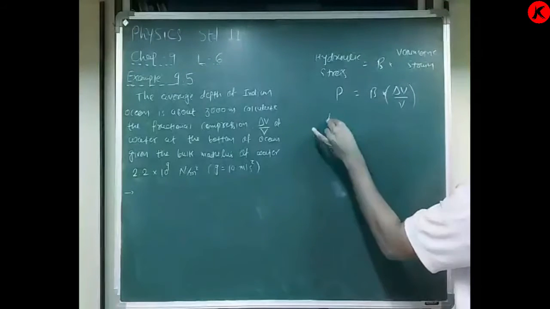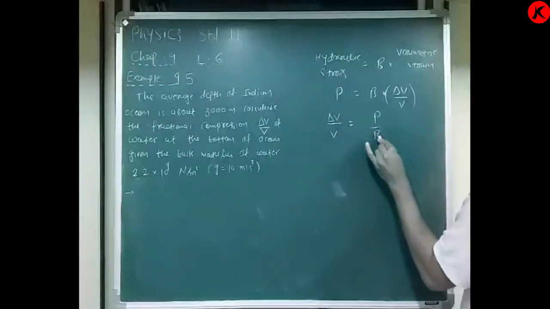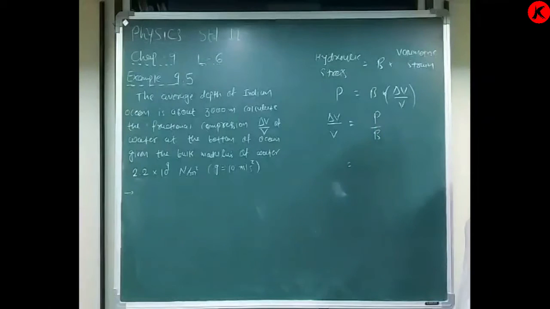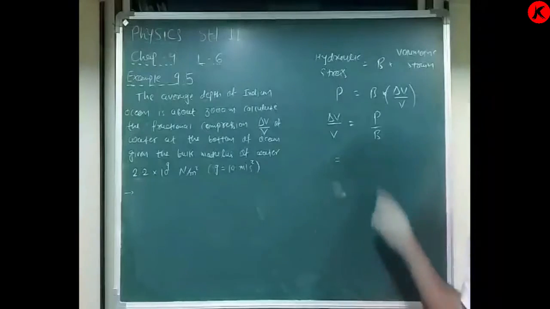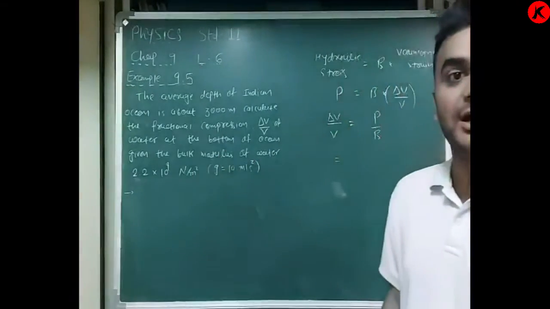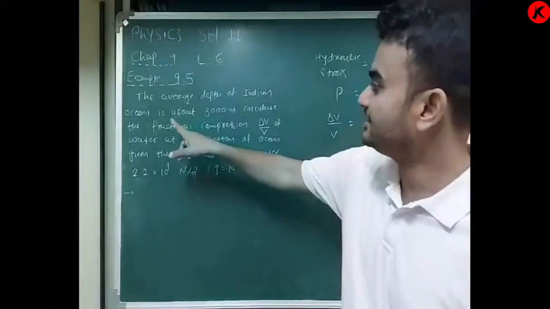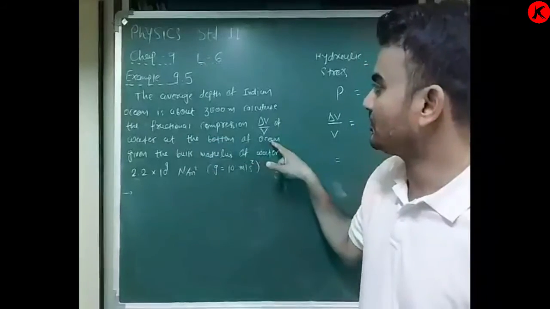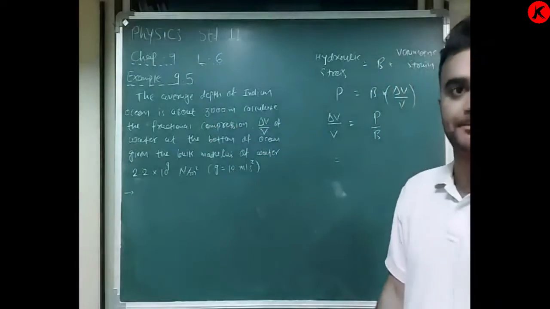So what will be the delta V by V? Delta V by V is equal to P upon B, pressure upon bulk modulus. The bulk modulus of water is given, but what is the pressure? I need to find delta V by V at the bottom of the ocean. So what is the depth of the ocean? Depth of the ocean is 3000 meter.